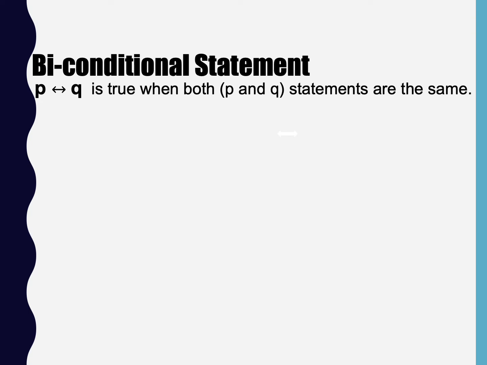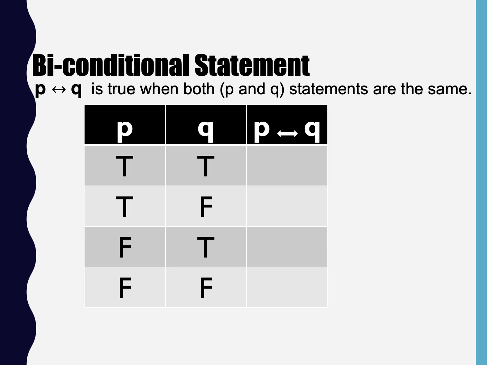The biconditional statement P if and only if Q is true when both P and Q statements are the same. So for the truth table, the only time that the biconditional statement is true is if both P and Q are the same value. So that is on the first row where P is true and Q is true, then the biconditional statement is also true. The second and the third row have different values, so the biconditional statement is false, whereas the last row where both hypothesis and conclusion are false, we get a biconditional statement equivalent to true.